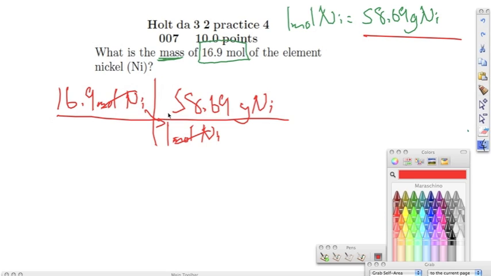our 58.69, and we should get an answer of right around 991.86, and that would be grams of nickel.